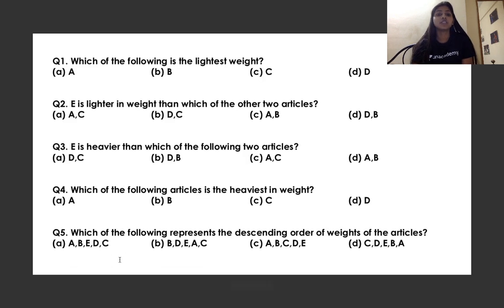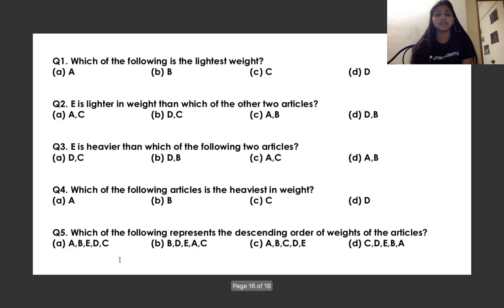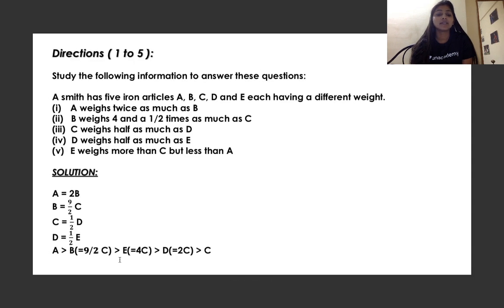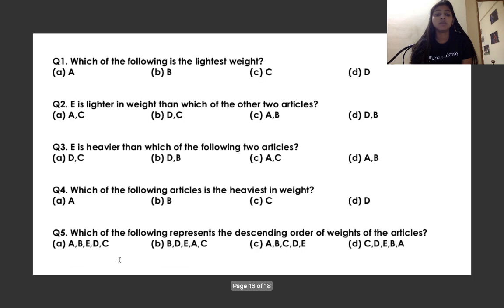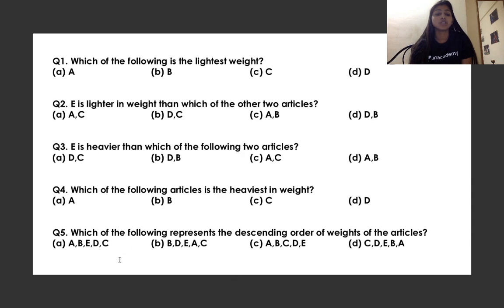So the first question, which of the following is the lightest weight? It is C, option C. Question 2, E is lighter in weight than which of the other two articles? E is lighter than A and B. Okay, so option C. And E is heavier than which of the two articles? D and C. Option A.